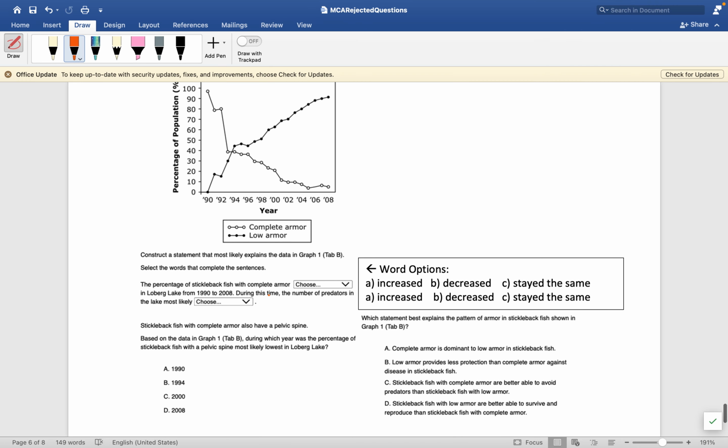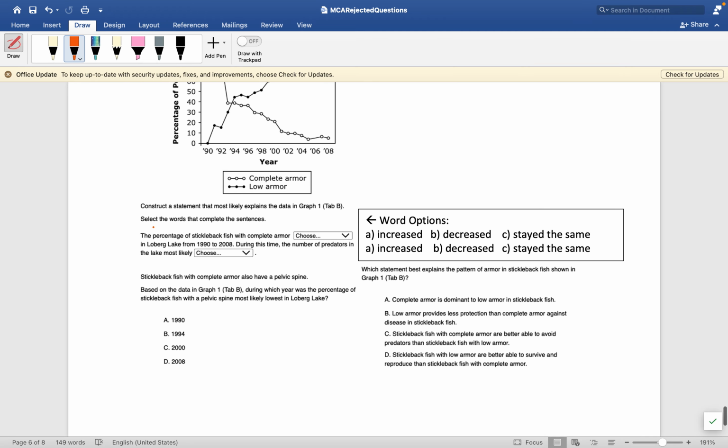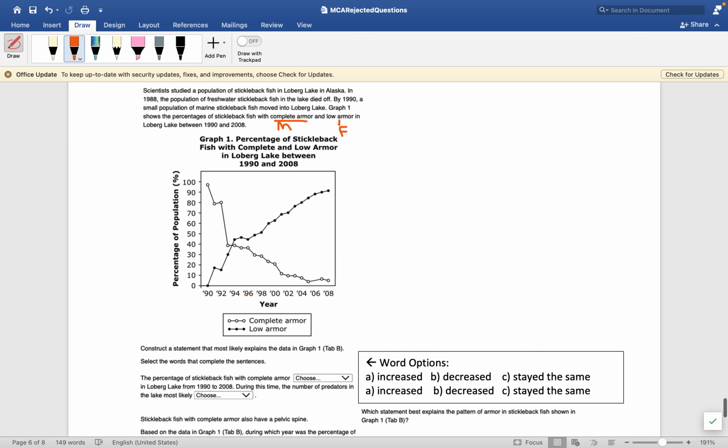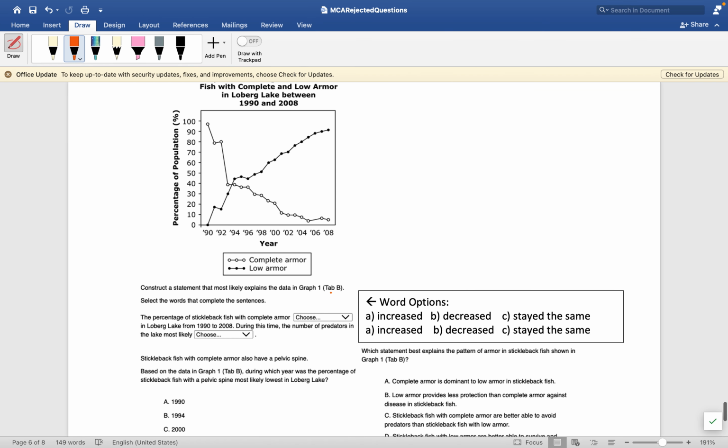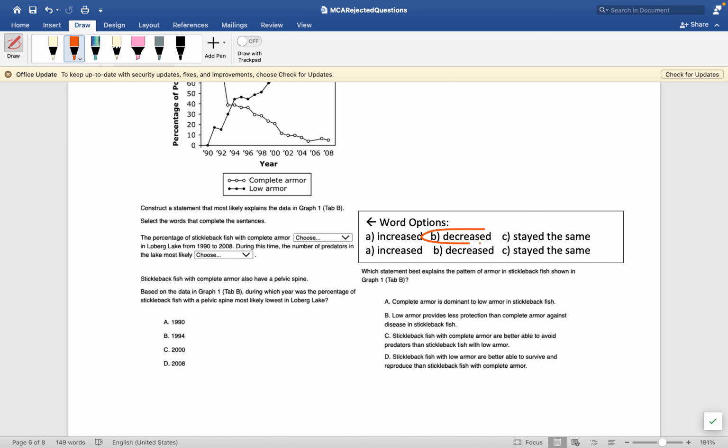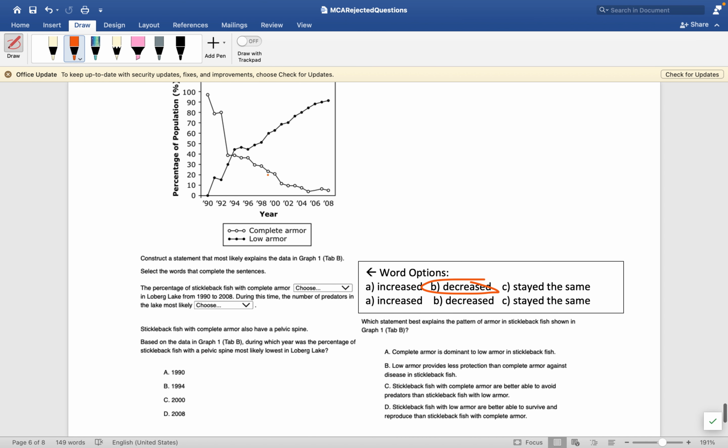Okay, let's just move on here. Select the words that complete the sentences. The percentage of stickleback fish with complete armor, that's white, and you can see it decreased. In Loughburg Lake, during this time, the number of predators in the lake most likely, well, why would they have complete armor? Maybe there wasn't a lot of predators, so also decreased.